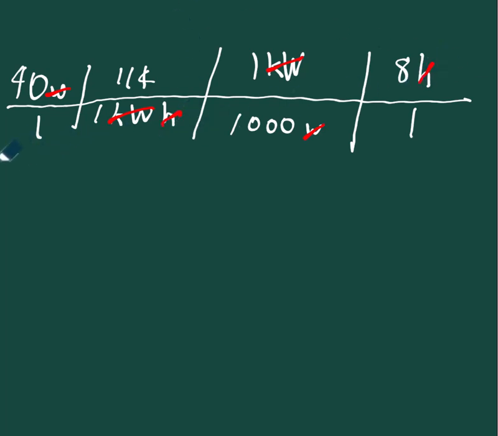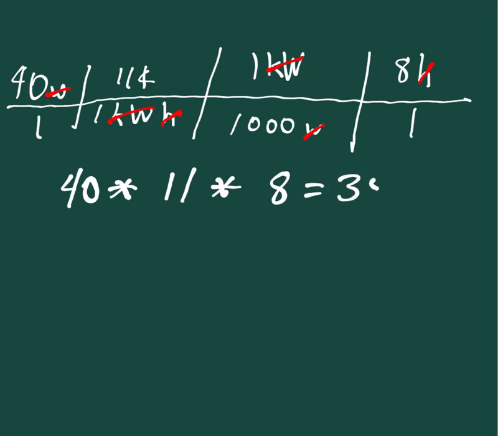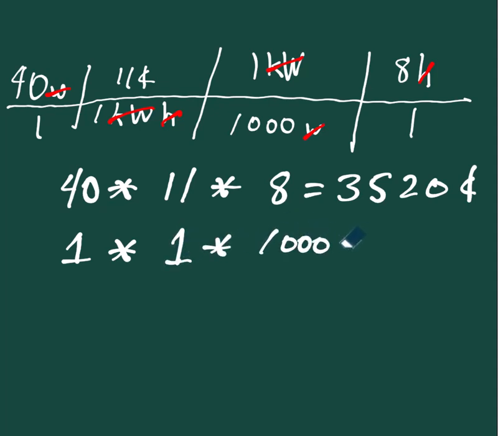So what do we have left? When we multiply fractions, remember that first we multiply the numerators together. Notice that the only units left is cents. 40 times 11 cents times 8 is equal to 3,520 cents. Then we multiply all the denominators together. Notice that there are no units left in the denominator. So 1 times 1,000 times 1 is equal to 1,000.